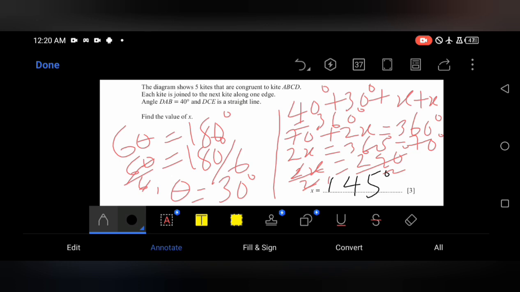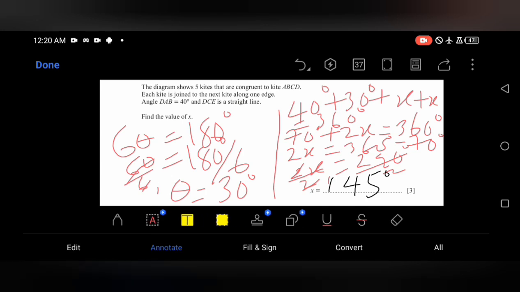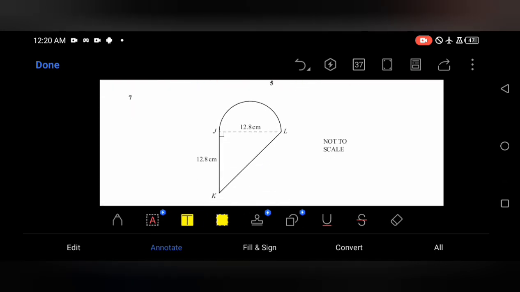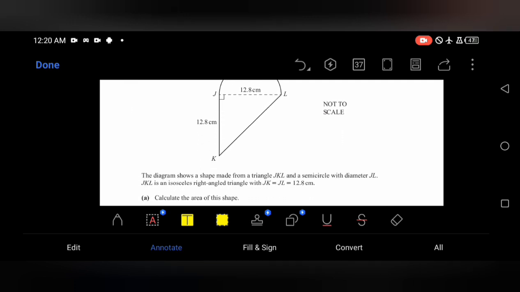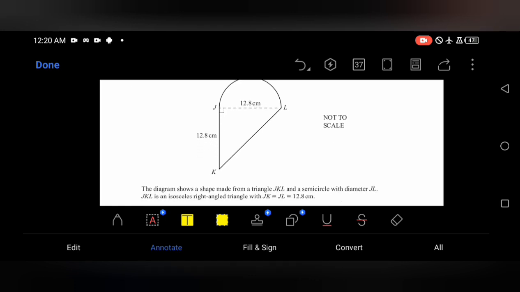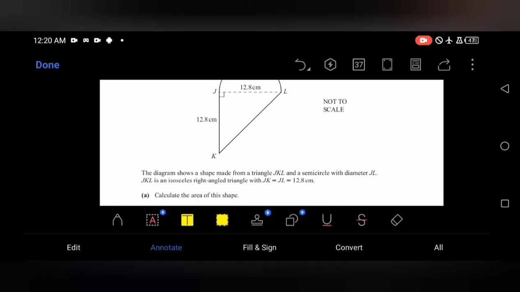Now we are done with the solution to question number 6. Now we move to question 7. Looking at the question, the diagram shows a shape formed from a triangle JKL and a semicircle with diameter JL. JKL is an isosceles right-angled triangle with JK equals JL equals 12.8 centimeters. A. Calculate the area of this shape.